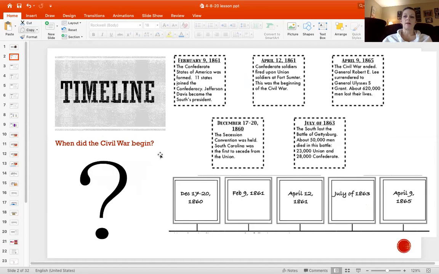This is the timeline that we first generated. And we use a timeline to put events in sequence or in order. We did that, and now we ask questions, and we use the information from that timeline to help us answer our questions. This is where we pull evidence from our text in a lot of areas. When did the Civil War begin? So take a look at this and see if you can determine when the Civil War began.